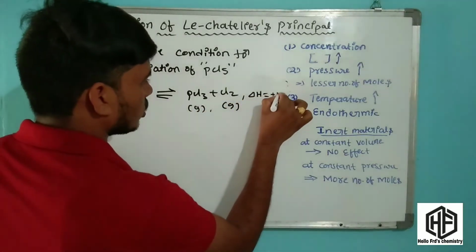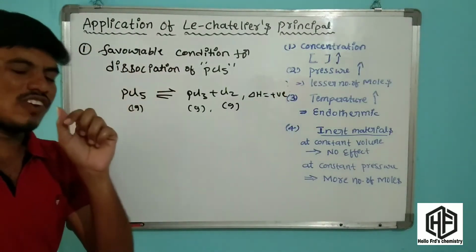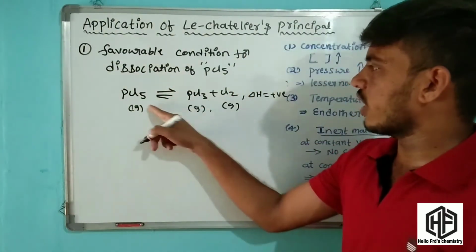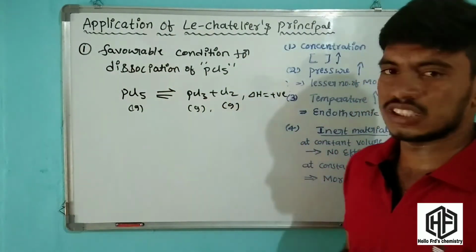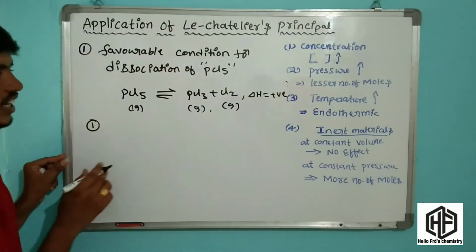Enthalpy is positive, friends. This is the question: what is the favorable condition for the dissociation of PCl5? PCl5 gives PCl3 plus Cl2. Here delta H is positive. What is the favorable condition for this, friends?